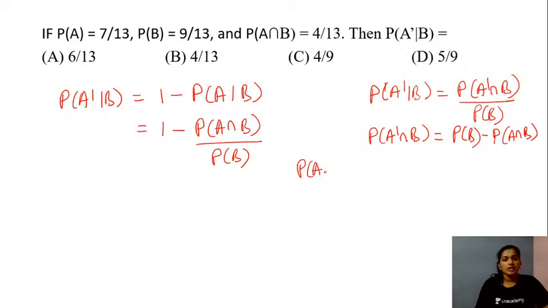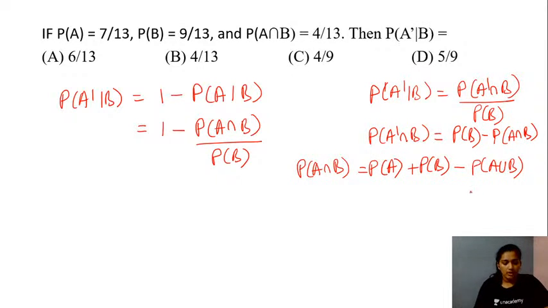Probability of your event A and B will be equal to probability of your event A plus the probability of your event B minus the probability of your event A or B. Yes? So all the necessary formulas are on the screen at the moment, students. I want you all to attempt this question and do give me the answer in the chat box there. What do you think is the right answer? Please do select the option.